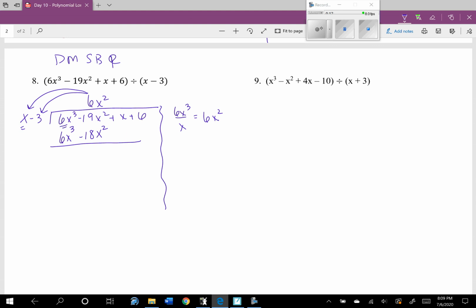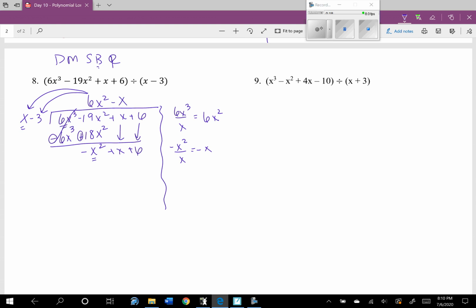So again, if you want to write the subtraction on the outside or just change the signs, that's fine. So 6x cubed minus 6x cubed cancels out. And then negative 19x squared minus negative 18 becomes plus. So that becomes negative x squared, sorry. And then bring down for B, bring down your other terms. So plus x plus 6. R stands for repeat. So divide the first terms. Negative x squared divided by x is negative x.